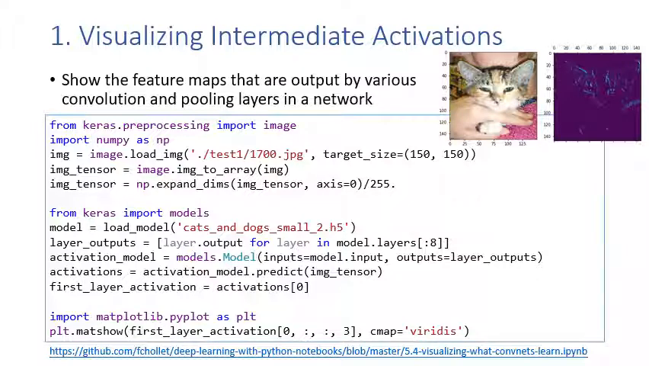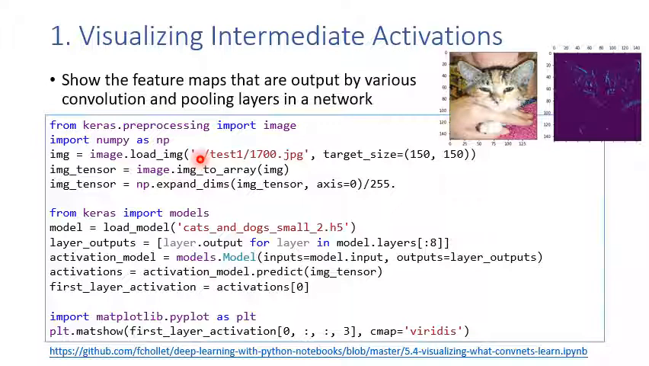Let's see how to visualize the intermediate activations. We want to show the feature maps that are output by various convolution and max pooling layers in a network. Here is an example. Suppose we have this input image, then one of the filters may output this feature map, and we can see that this filter captures the edge and part of the head of the cat. So let's first read one image. We read cat 1700 as our input image.